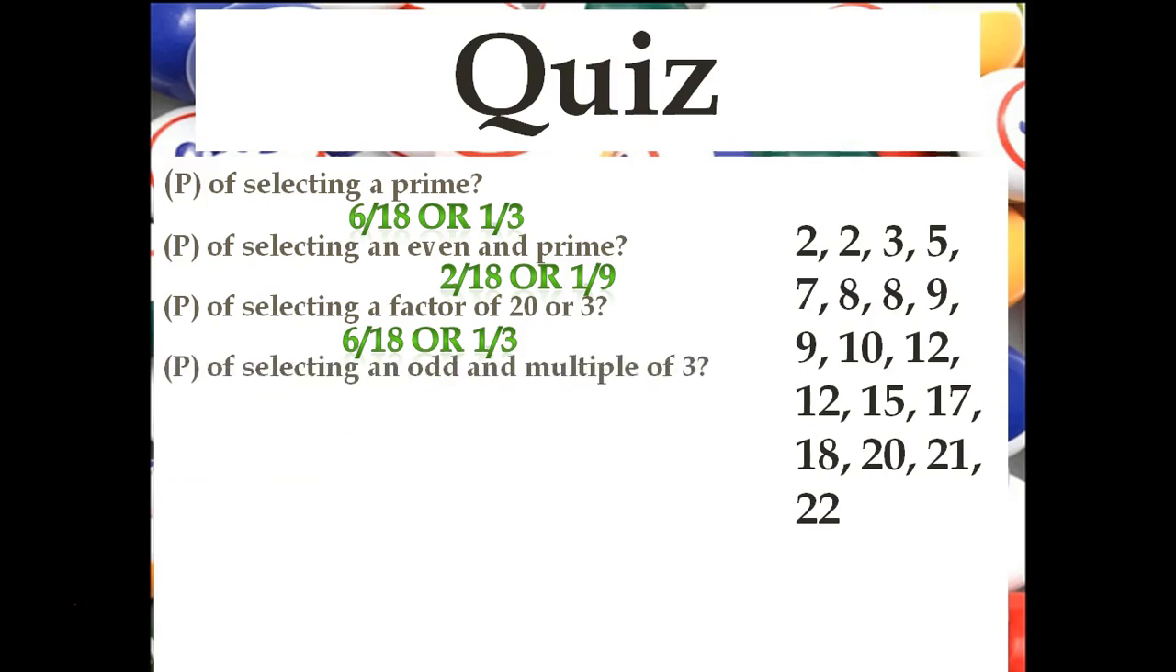What is the probability of selecting an odd number and a multiple of 3? Must be both, because and is used. Well, the odd numbers and the multiples of 3. Well, I'm going to scan through. 3 would work. 5 is odd, but 5 is not a multiple of 3, so it wouldn't work. 9 would work. 12 is a multiple of 3, but it is not odd. 15 would work. And 21 would work, for a total of 5 out of 18.